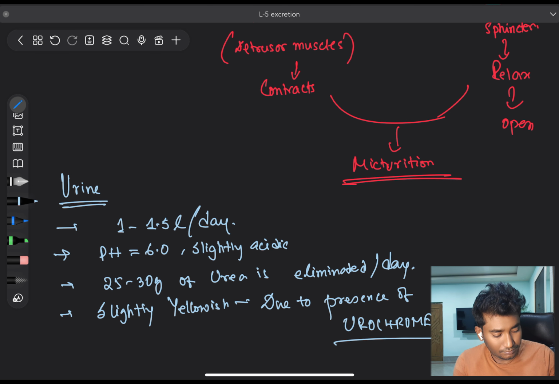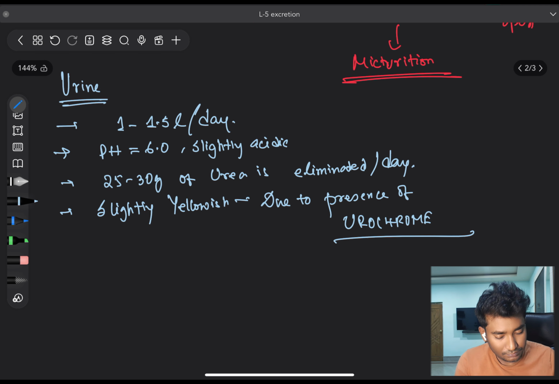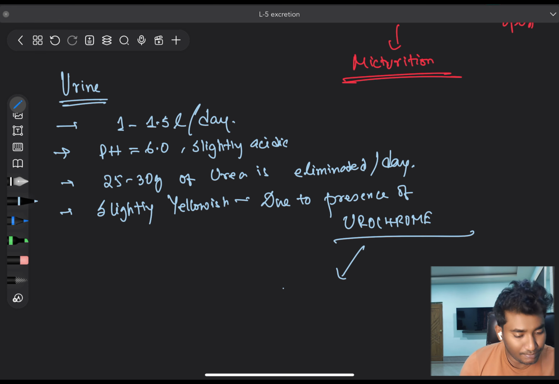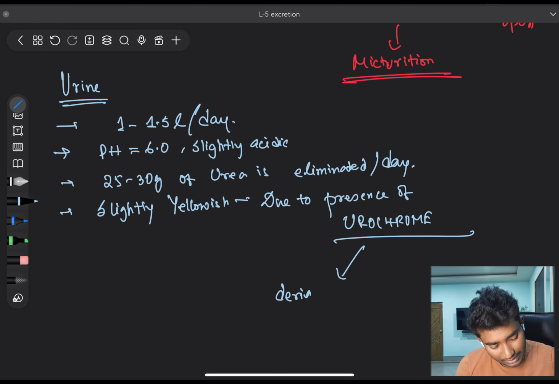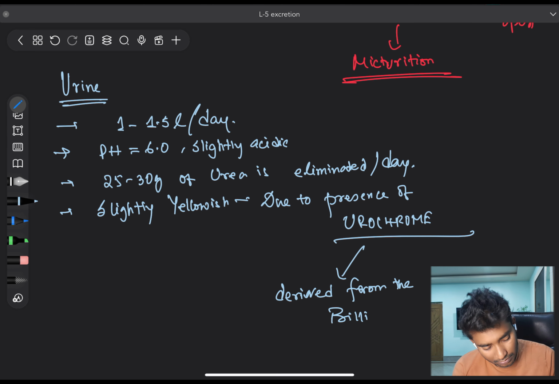Urochrome. Okay. Now, urochrome is derived from the bile pigment bilirubin and biliverdin.